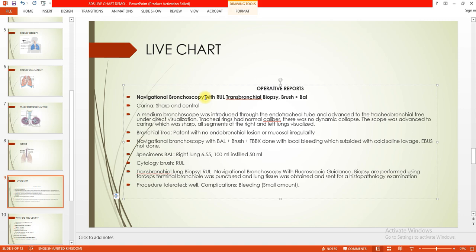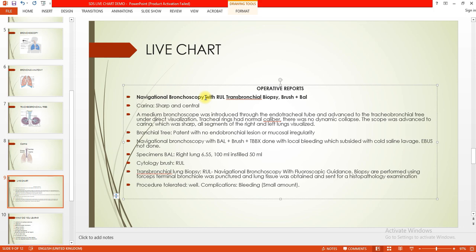So what is BAL, guys? Bronchoalveolar lavage. Yeah, perfect. Lavage. So bronchoalveolar lavage. Okay. So this is the carina, sharp and central. So these are the procedures performed by the physician.